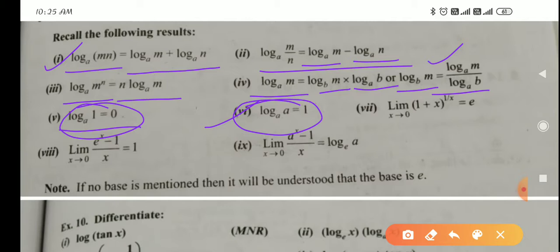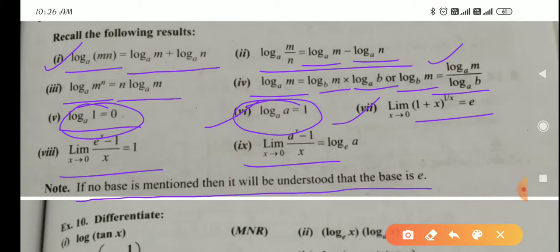These 7 formulae you have studied in class 9th. Now 7, 8, 9 you have studied in class 11th in the chapter limit. Limit x tends to 0, (1 plus x) to the power 1 upon x equals e. Limit x tends to 0, (e to the power x minus 1) upon x equals 1. And limit x tends to 0, (a to the power x minus 1) upon x equals log a to the base e. And here it is mentioned, if no base is mentioned, then it will be understood the base is e.